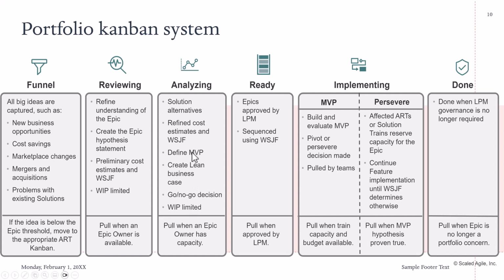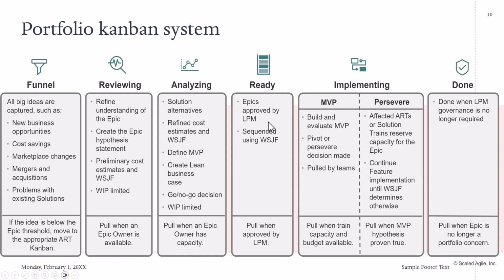So when you define the MVP, maybe the lean portfolio team realizes that this is beyond the guardrails, or maybe the strategic theme doesn't align with our mission and vision. That epic can be dropped. So it is pulled when an Epic owner has capacity. Of course, the Epic owner has to have capacity to start working on some of those analyses.